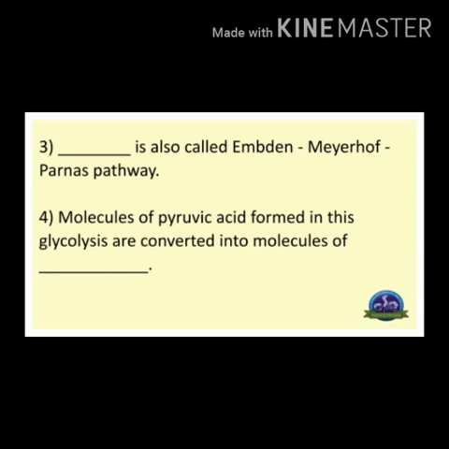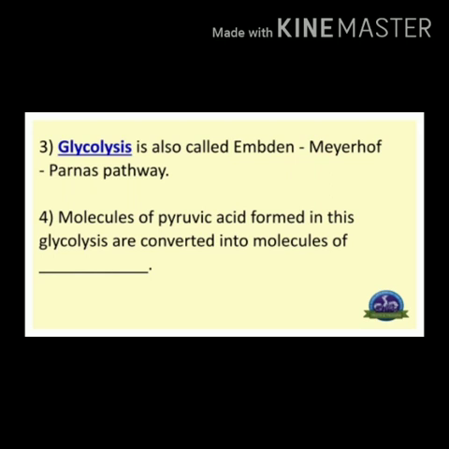Now read third fill in the blank. Dash is also called Embden-Meyerhof-Parnas pathway. Process of glycolysis was discovered by 3 scientists, Gustav Embden, Otto Meyerhof and Jacob Parnas, along with their colleagues. Hence, glycolysis is also called as EMP pathway or Embden-Meyerhof-Parnas pathway. So, answer is glycolysis. Write down glycolysis.